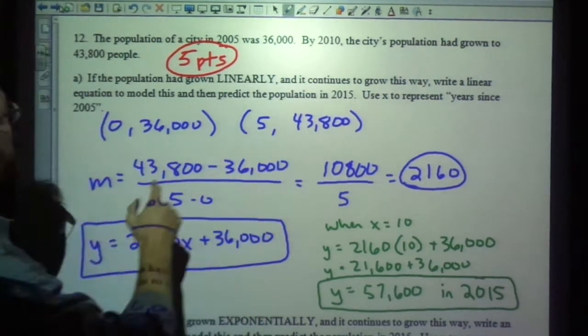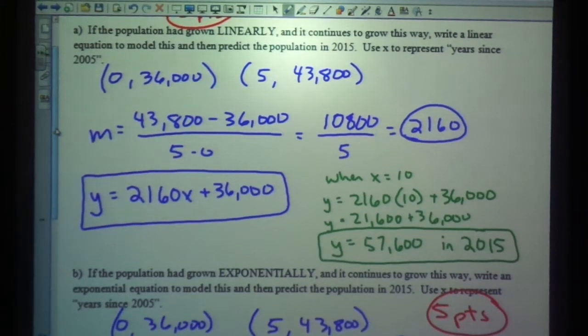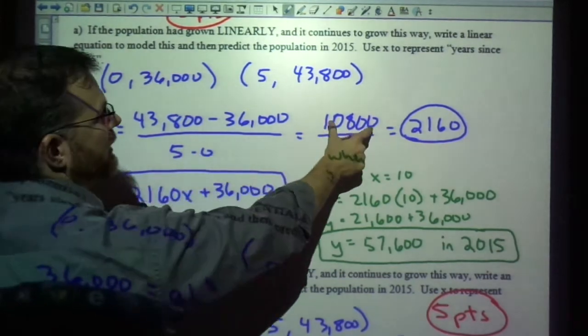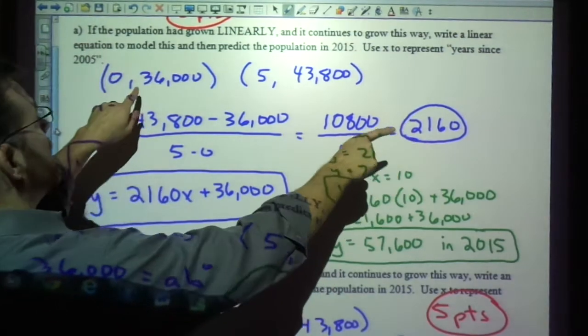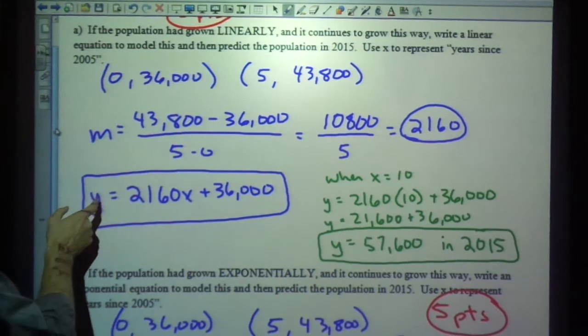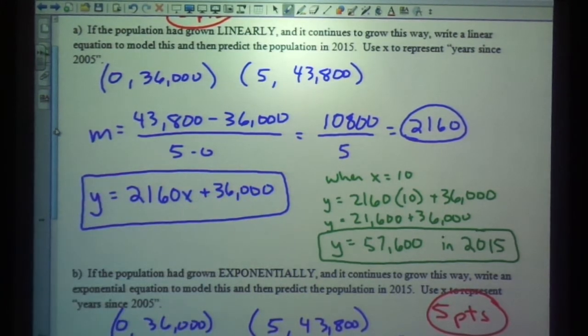Here's 2 points. It says that it's happening linearly, so I need to find the slope: y2 minus y1 over x2 minus x1. I get my numbers, I divide by 5. This is my slope. So I have my y-intercept already here. Here's my m, here's my b. I can put them right into the equation: y equals 2160x plus 36,000.